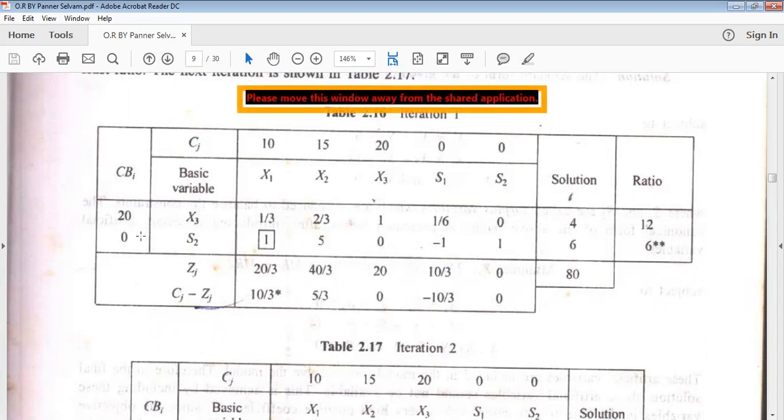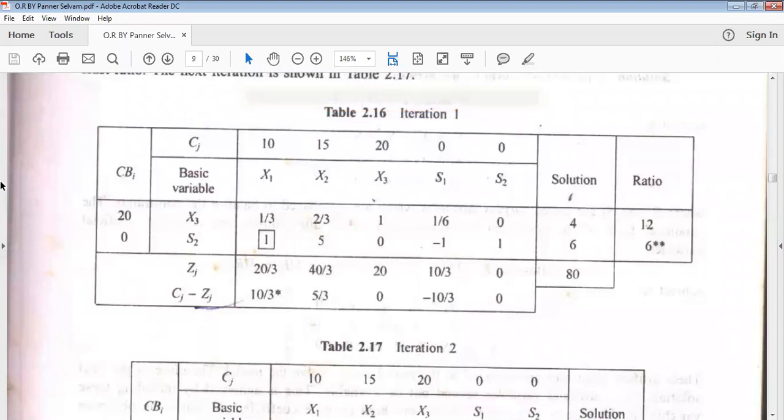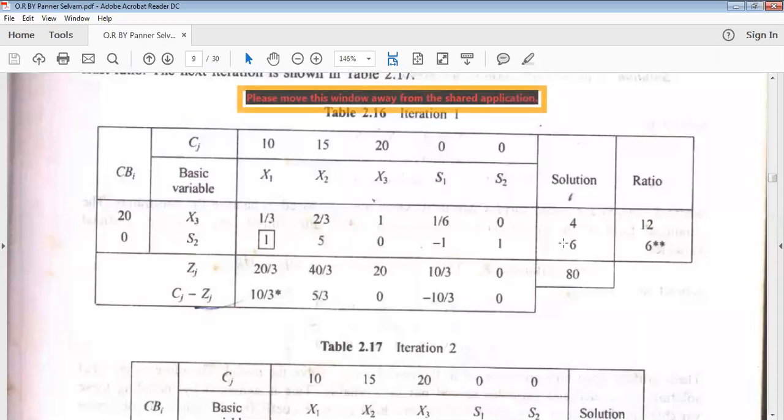Now you have to calculate the Zj value. 20 into 1 by 3 plus 0 into 1. 20 into 1 by 3 is automatically 20 by 3. 20 into 2 by 3 is 40 by 3, plus 0 into 5, automatically 40 by 3. 20 into 1 is automatically 20. 20 into 1 by 6 is nothing but 20 by 6, which is 10 by 3. 20 into 0 is automatically 0. And like this, you have to calculate.